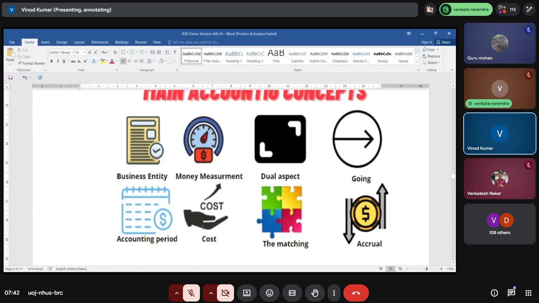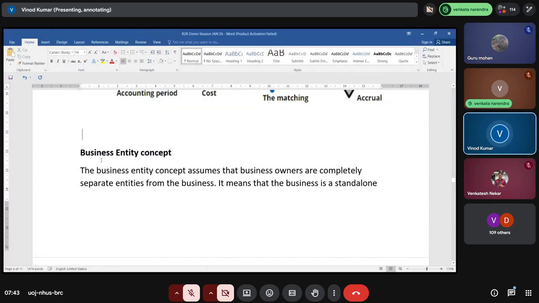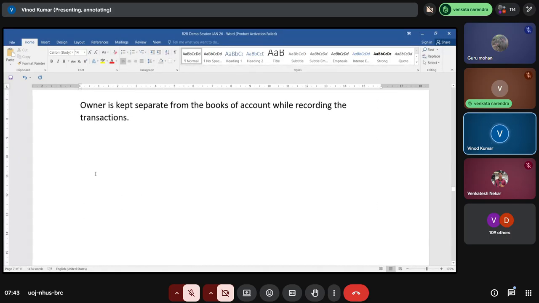We have business entity concept, money measurement concept, dual aspect concept, going concern concept, accounting period concept, cost concept, matching concept, and accrual concept. So these are the 8 important concepts, guys: business entity, money measurement, dual aspect, going concern, accounting period, cost concept, matching concept, and accrual concept. So let's see the first important concept, the business entity concept, guys.